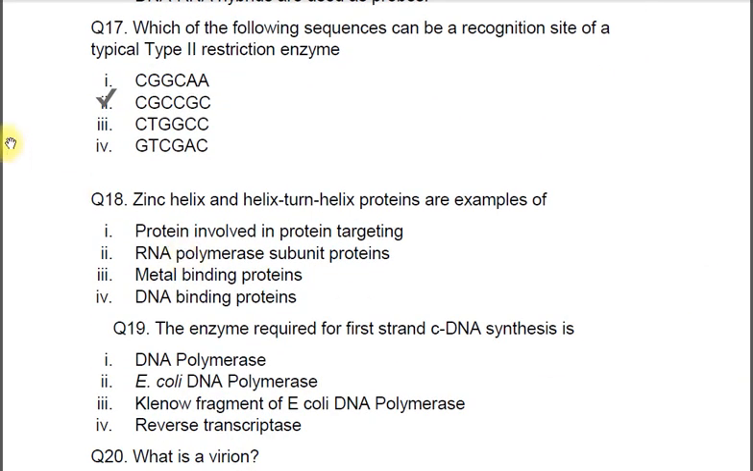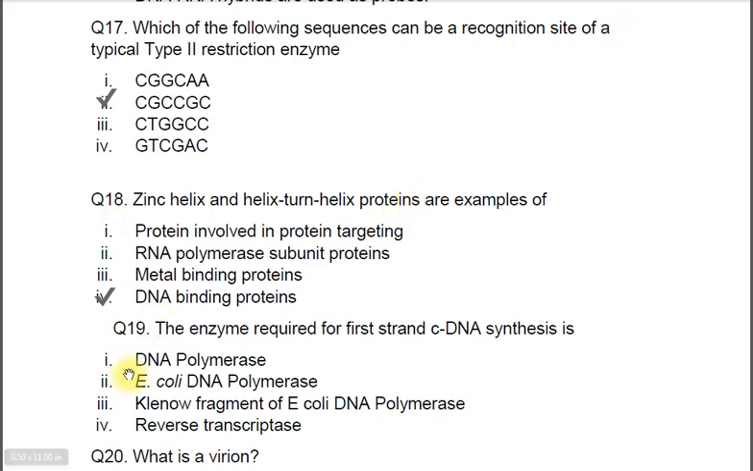Question number 18 says, zinc finger and helix turn helix proteins are examples of: 1. Proteins involved in protein targeting, 2. RNA polymerase subunit proteins, 3. Metal binding proteins, 4. DNA binding proteins. So here the correct option is option number 4, which are the DNA binding proteins. These are structural motifs which are capable of binding DNA.